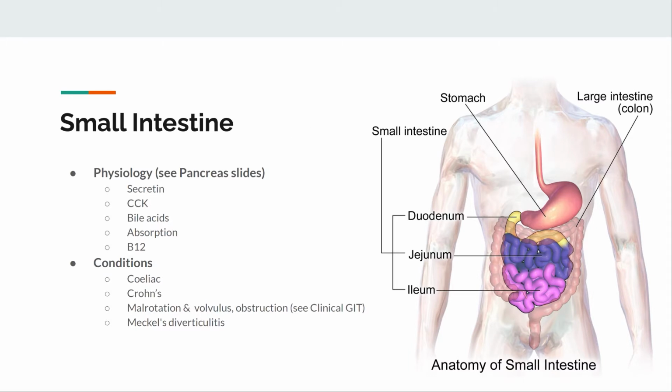Let's talk about the small intestine. So physiology, I've actually put most of it in with the pancreas because that's where these chemicals do stuff, so please go to that slide if you want to review that. And then let's talk about some high yield conditions: celiac, Crohn's, volvulus, obstruction, which I've put down the end with the other clinical things. And then very briefly, let's talk about Meckel's diverticulitis.